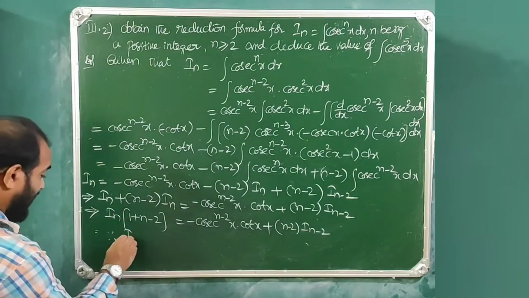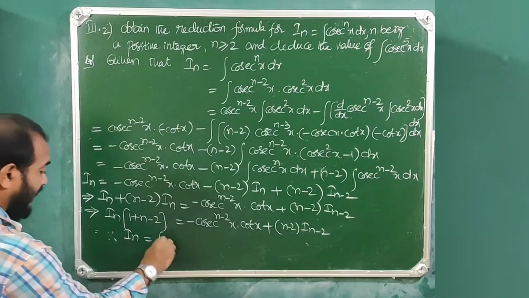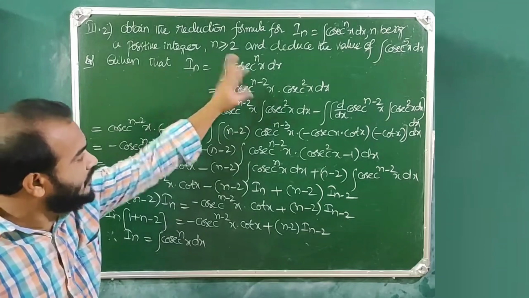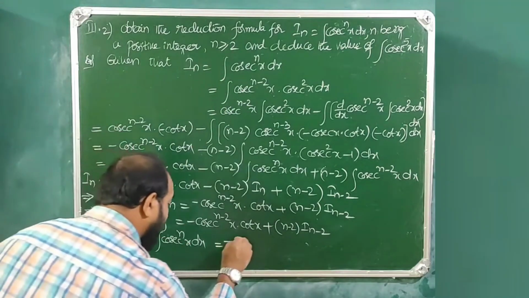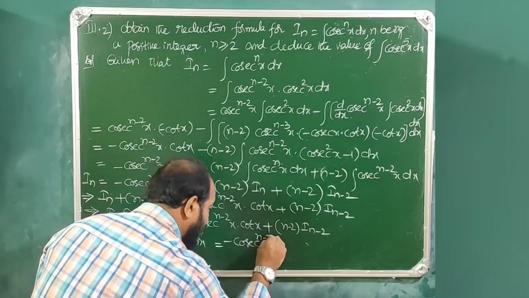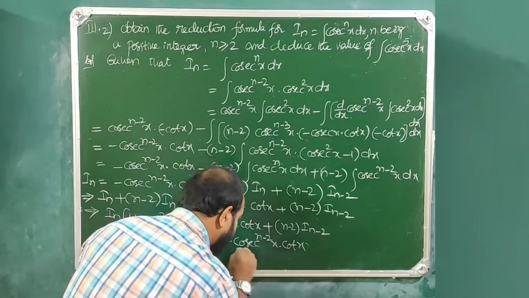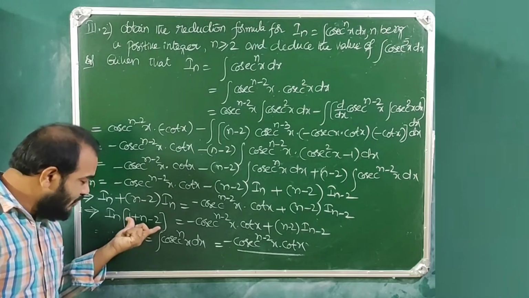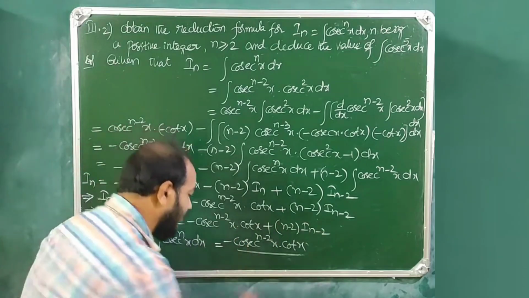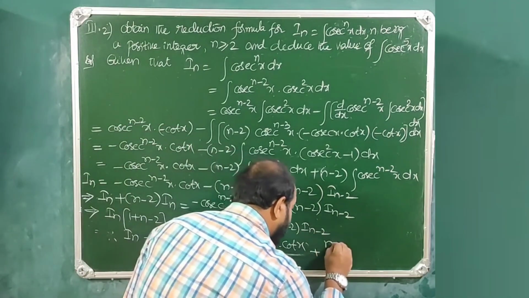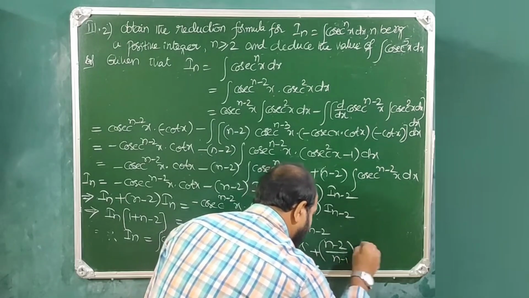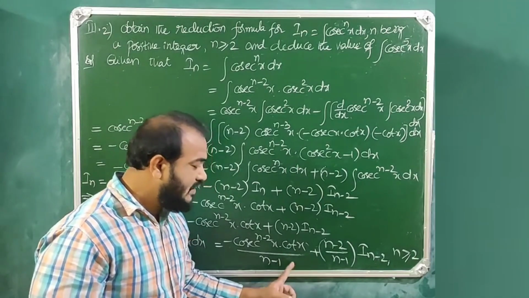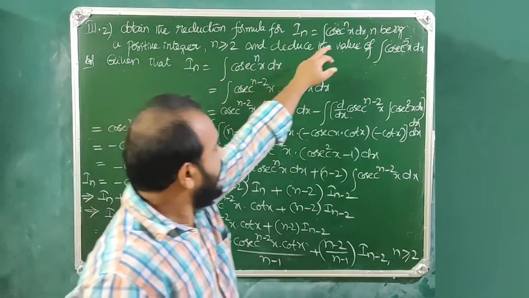Therefore, In, what is this In? Integral cosecant power nx dx. This is the reduction formula for integral cosecant power nx dx. This is equal to minus cosecant power (n-2)x into cot x by (n-1), plus (n-2) by (n-1) into I(n-2), where n is greater than or equal to 2. So this is the reduction formula for integral cosecant power nx dx.